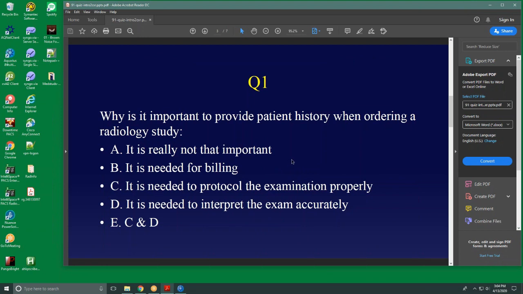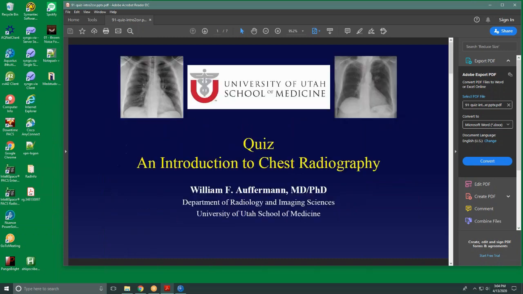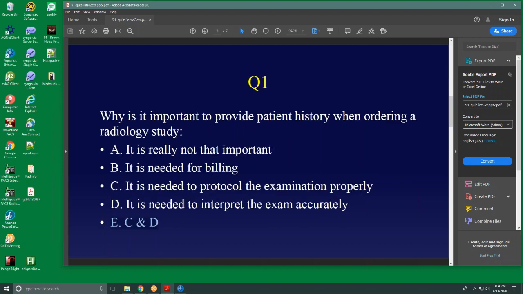Why is it important to provide patient history when ordering a radiology study? It's answer E, C, and D. It's needed to protocol the exam properly, select the appropriate examination and how to perform it, and it's also needed to interpret the examination correctly. Remember that example I gave of the 28-year-old male with fever and cough and the 82-year-old male with chronic cough, weight loss, and history of smoking? The same radiograph, you'd interpret those pretty differently. So the correct answer for question 1 is E. This is intro to chest radiography.